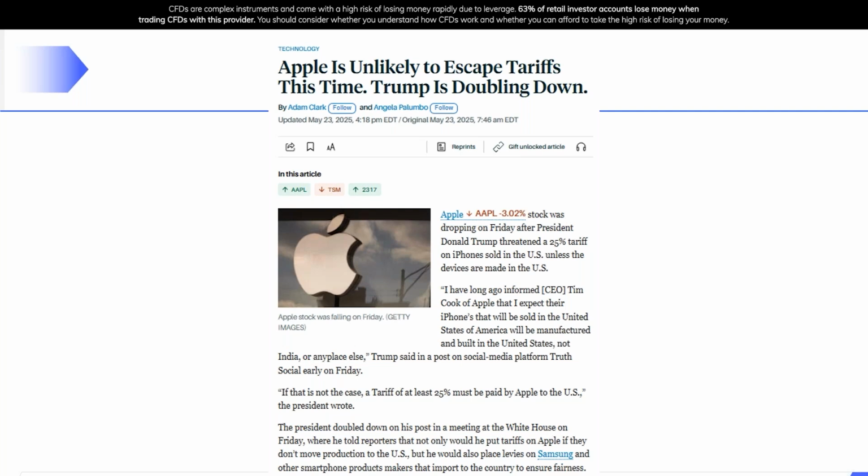The president doubled down on his post in a meeting at the White House on Friday, where he told reporters that not only would he put tariffs on Apple if they don't move production to the US, but he would also place levies on Samsung and other smartphone makers that import to the country to ensure fairness. He added that those tariffs would potentially start at the end of June.